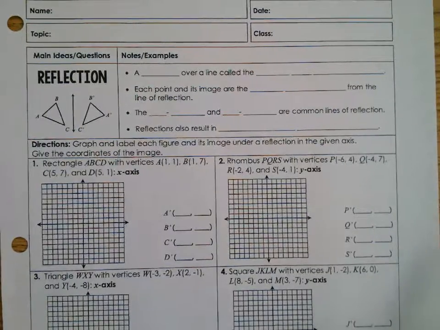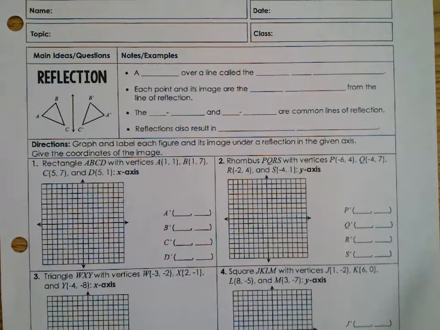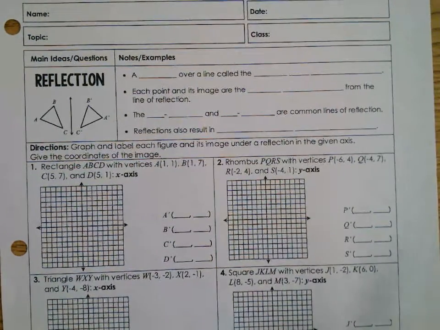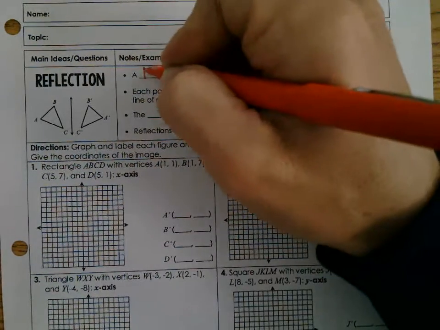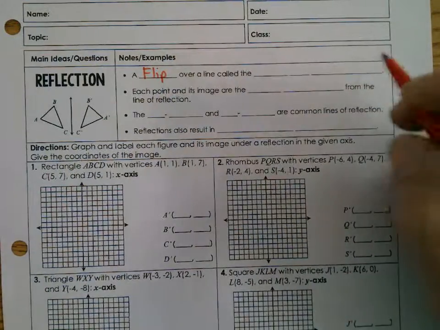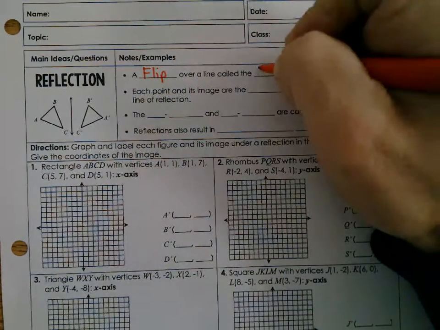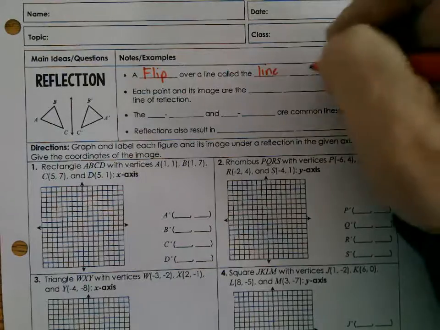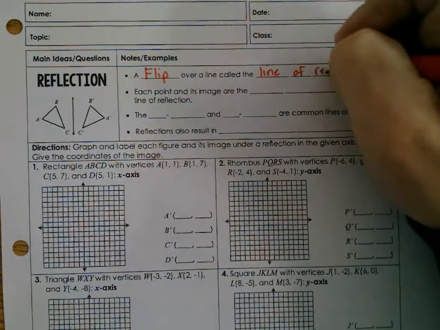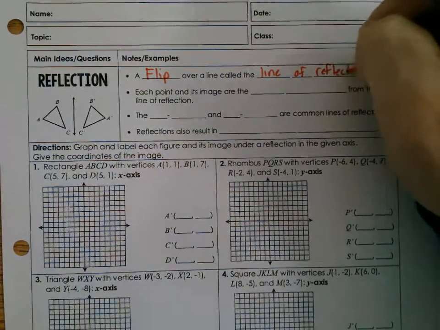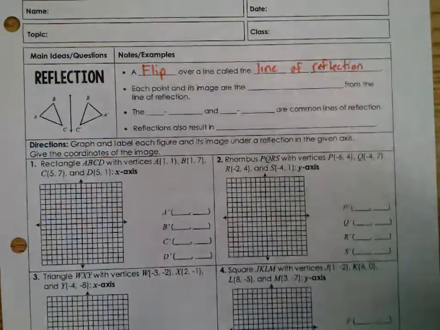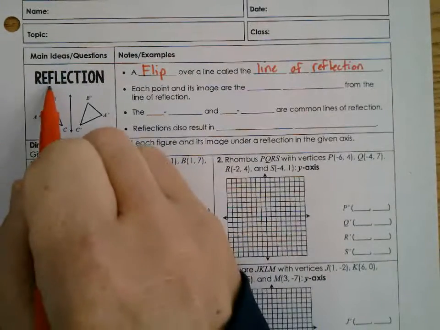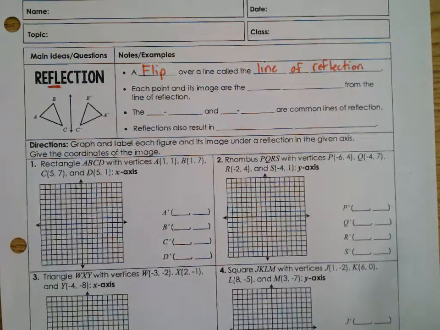So a reflection. We did translations last class, which is another type of transformation. Today we'll be doing reflection. A reflection is a flip over a line called the line of reflection. And you can remember that it's a flip because of the F and L in the word reflection.